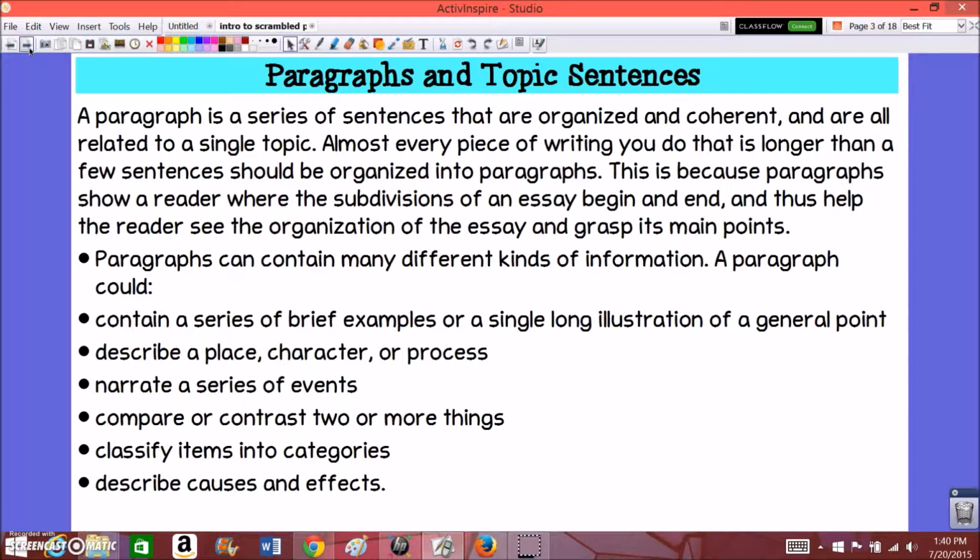All right, so a paragraph, you should know, is basically sentences arranged in an organized and coherent manner, and they're all related to a single topic, every sentence. Now, every piece of writing should be organized into paragraphs. Paragraphs, for the reader's purpose, really show the subdivisions of your writing. It helps the reader grasp the organization of your points and what your main points really are, your central ideas.